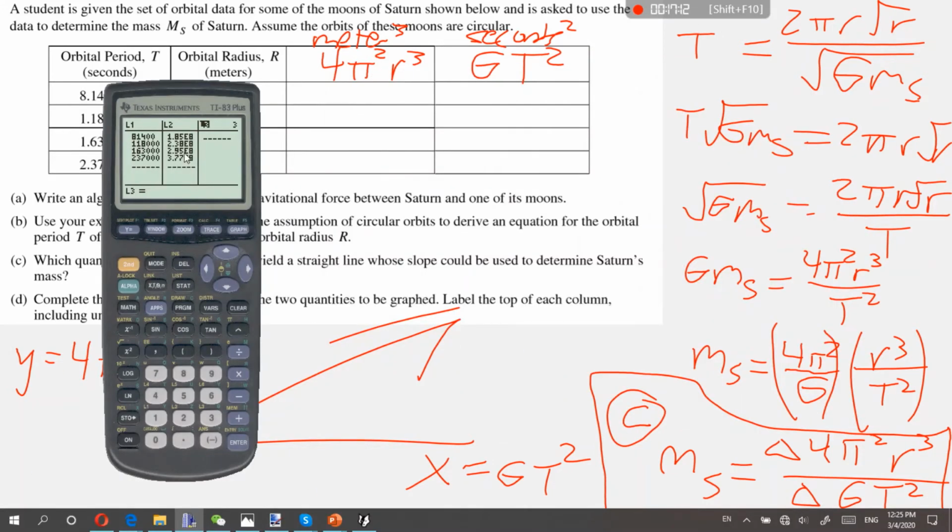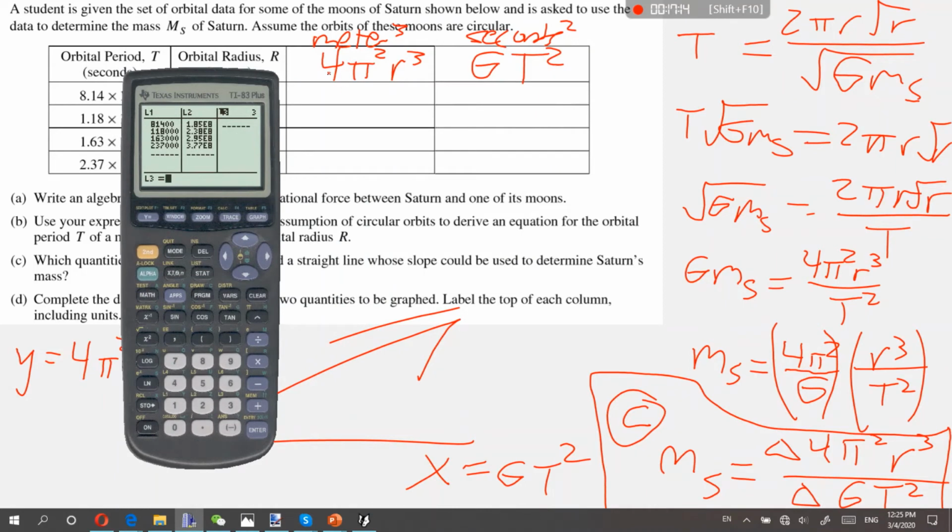Okay, so if I want to create a table that will give us all of these values, my first one is 4 pi squared r cubed. So that's 4 pi squared times list 1 cubed. Okay, and that'll do all the calculations for us. And I'm going to do the same thing for list 4. So just scroll up to the name and hit enter, and then you can type in a formula for it. So this will be G t squared. So our G should be given to us. Yeah, 6.67 times 10 to the negative something, but I forgot.